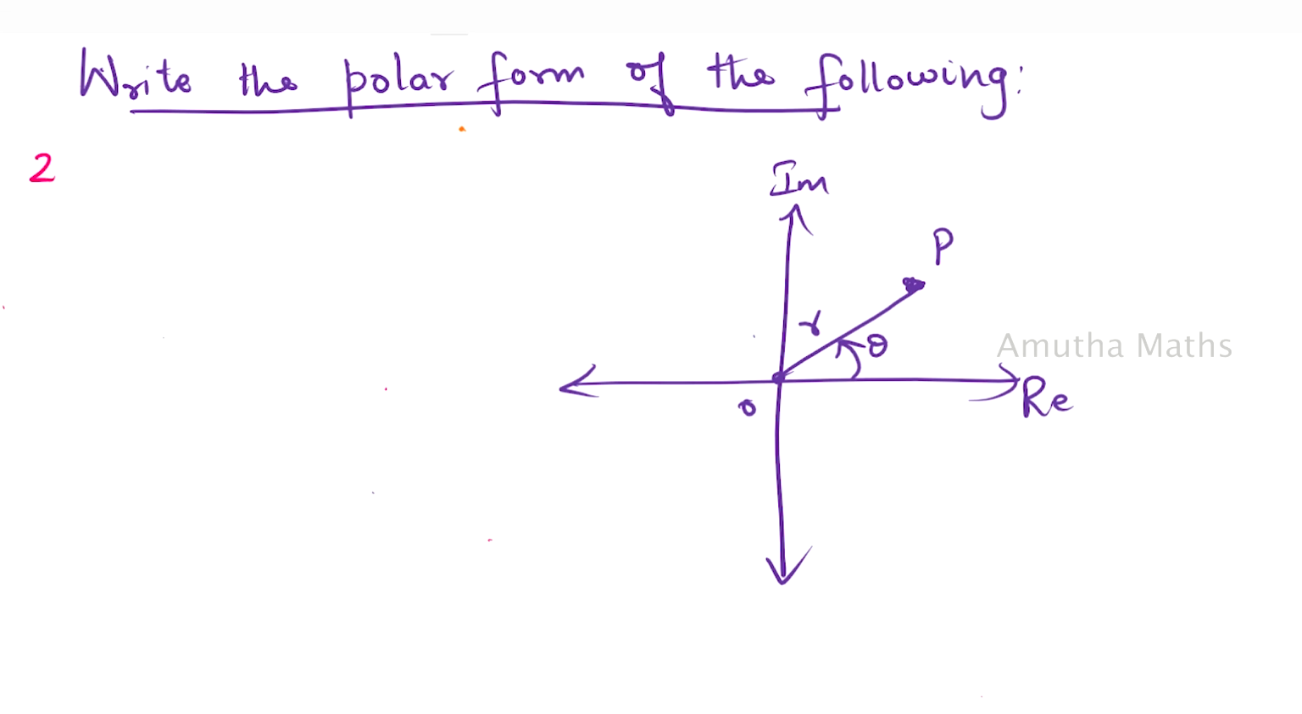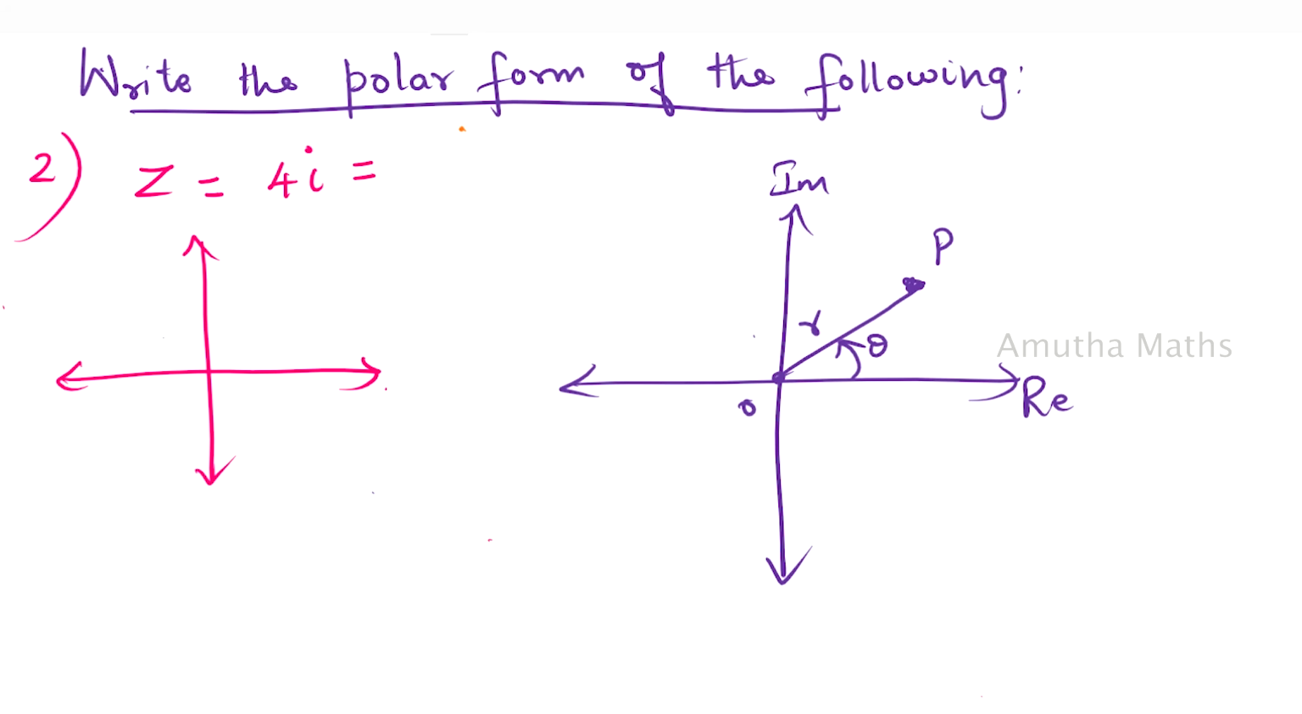Now we shall see the second sum. Okay, so the second one is: let z is equal to 4i. So how will you draw the diagram? z is equal to 4i can be written as 0 plus 4i. So how do we plot this point? P of (0, 4), we mark it.